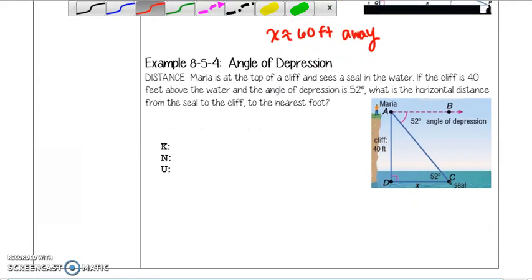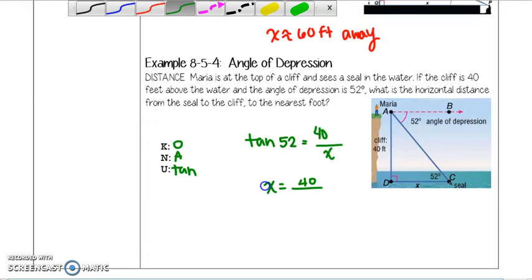If you want to try this next one on your own, go for it, and then push play and check when you're ready. Hopefully you got the seals about 31 feet from the cliff.